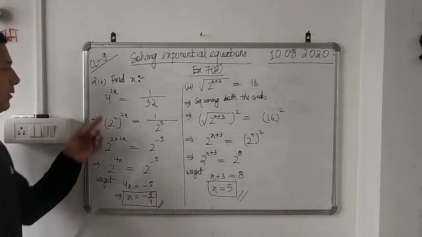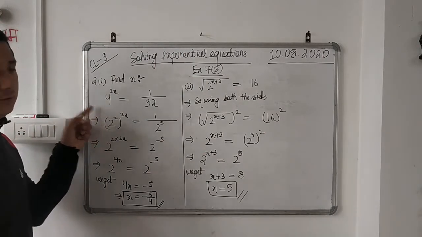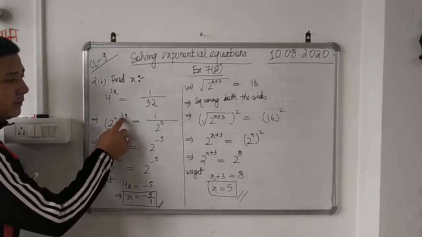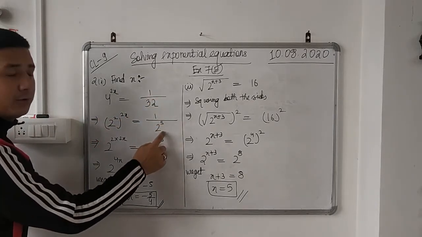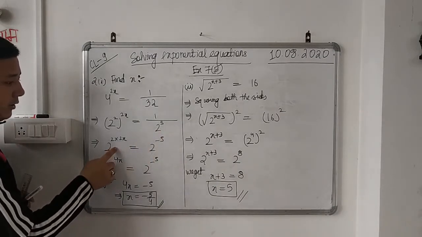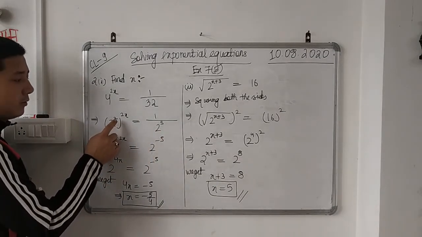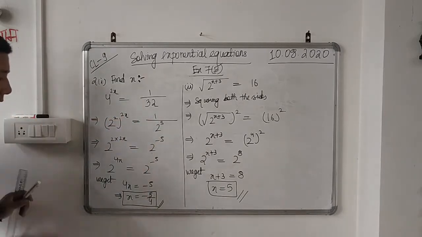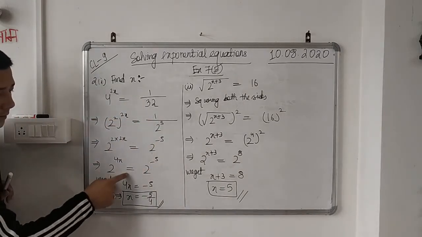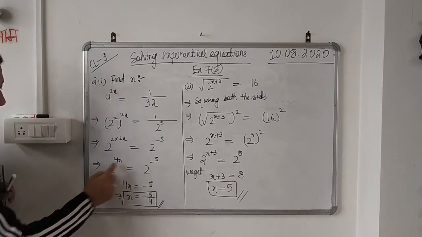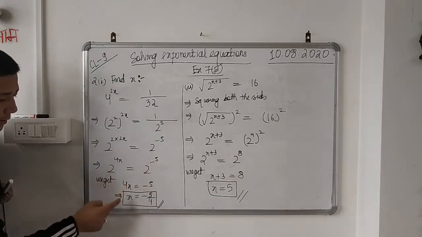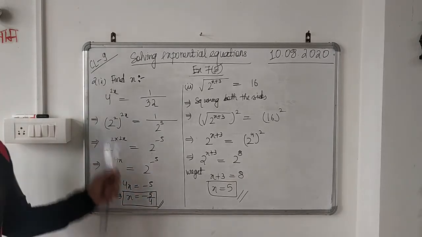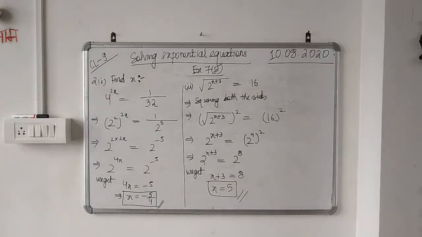The smallest base that I can make for 4 is 2, because I can write 4 as 2 to the power 2. So 2 to the power 2, whole to the power 2x, is equal to 1 by 2 to the power 5, since 32 is 2 to the power 5. Here I am using the power law. 2 to the power 2 into 2x is equal to 2 to the power minus 5. So this is 2 to the power 4x is equal to 2 to the power minus 5. Now as the bases are same, the powers are also same. So 4x equals minus 5, x equals minus 5 by 4. Okay, so pause the video and note it down.